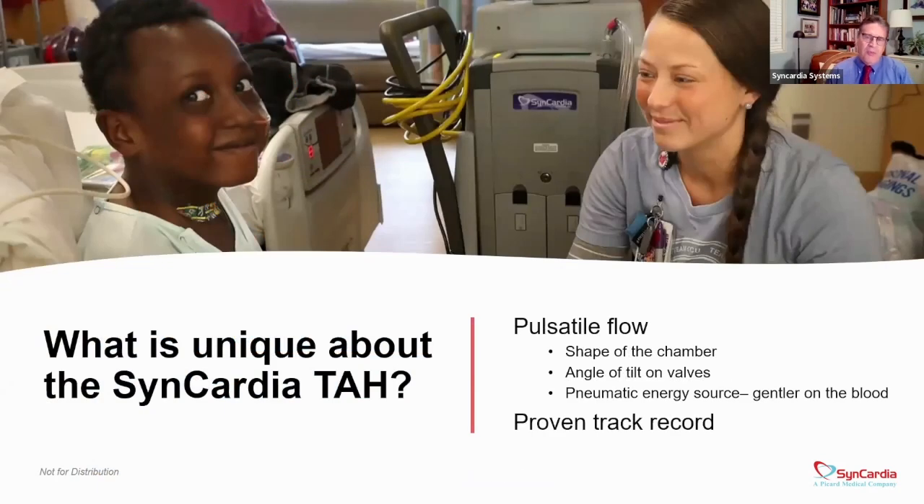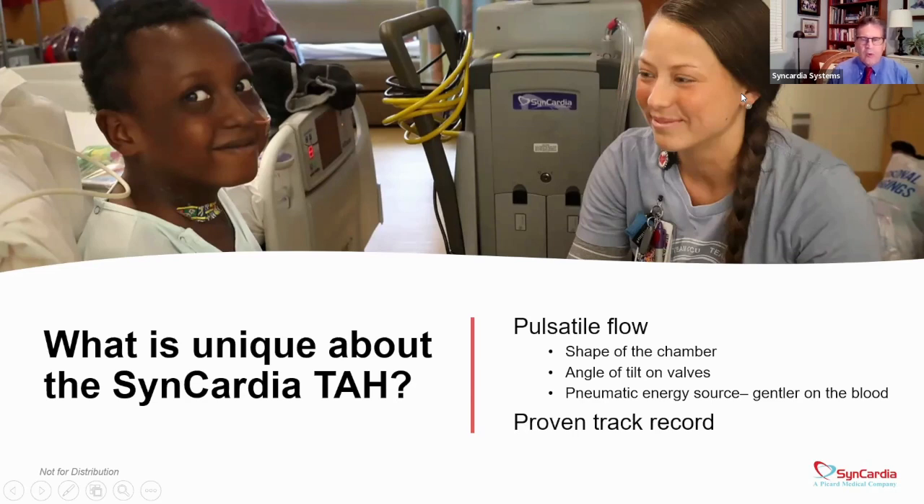The unique thing about the artificial heart is that it gives a true pulsatile flow, very similar to a natural heart. The shapes of the blood chambers, the angle of the valves inside the heart, and the pneumatic air source give a very normal pulsation of blood to the person.